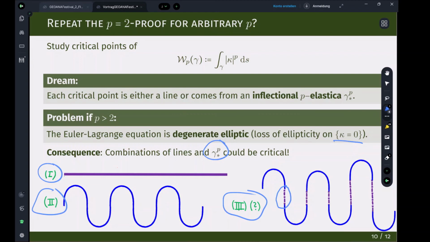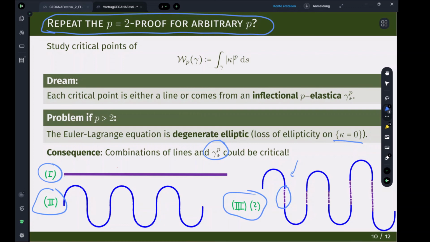For p equals 2, one would immediately say, no, this cannot be critical, because the Euler-Lagrange equation is analytic and elliptic, and so this cannot happen. But now that it's degenerate elliptic, we really have to take care of these type 3 critical points and have to exclude them somehow, because if we have those type 3 critical points, we cannot repeat the argument of Tatsuya Miura I just showed you, and that would of course cause some problems.